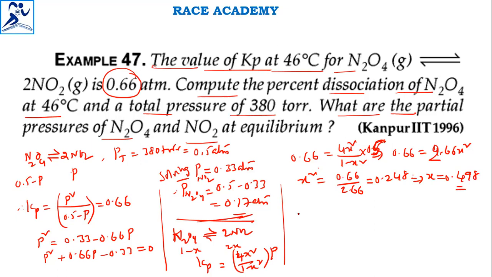That is the x value. That means the percent dissociation of N2O4 is equal to 0.498 into 100. That will become equal to 49.8%. That is the answer for this question.